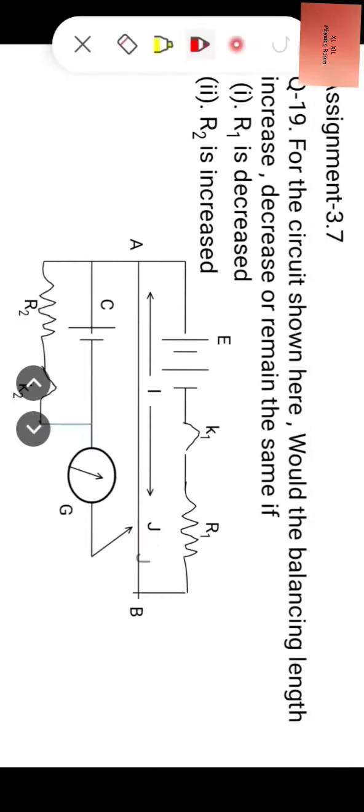Now assignment 3.7 continued. Question number 19. For the circuit shown here, would the balancing length increase, decrease, or remain same if number 1, R1 is decreased, number 2, R2 is increased? So you solve this numerical on the basis of the text that you have learned.